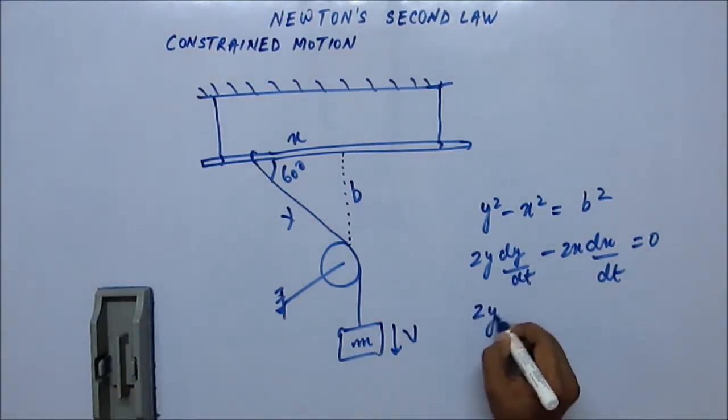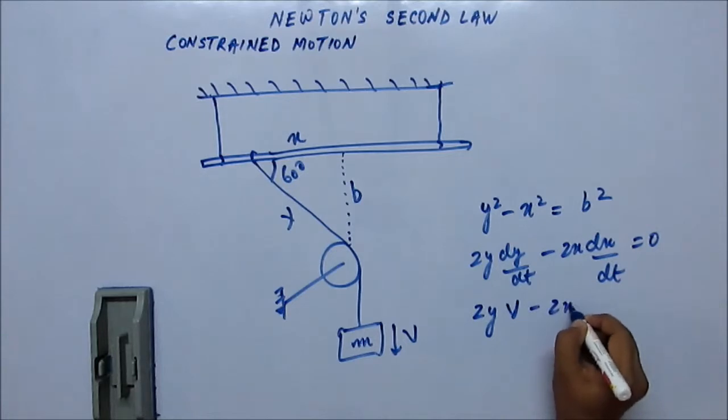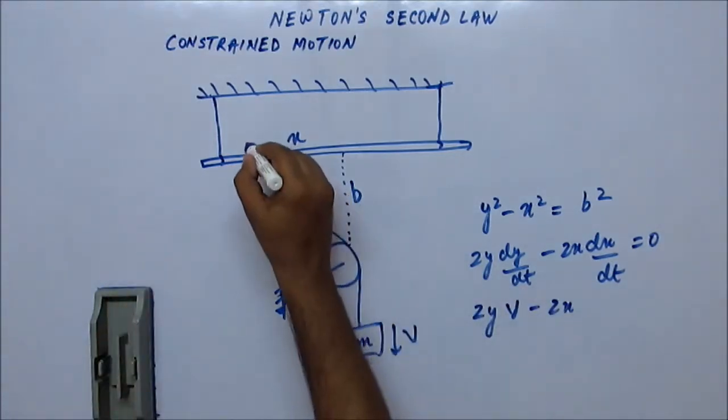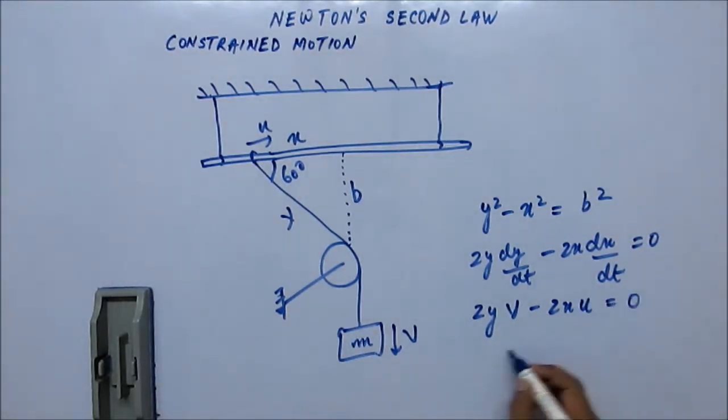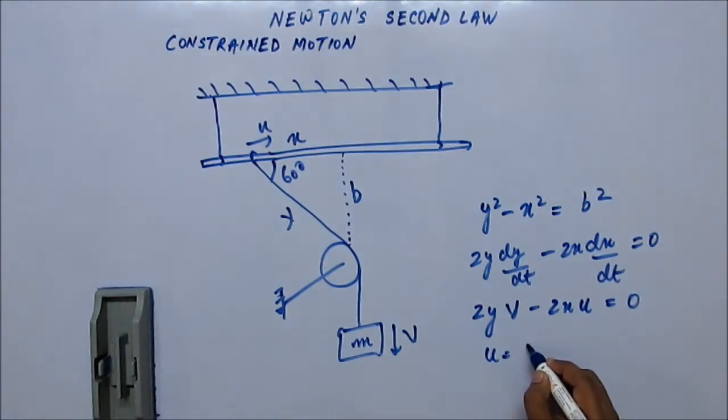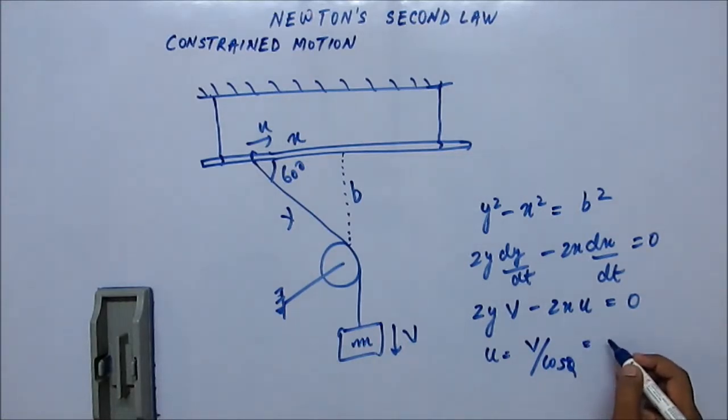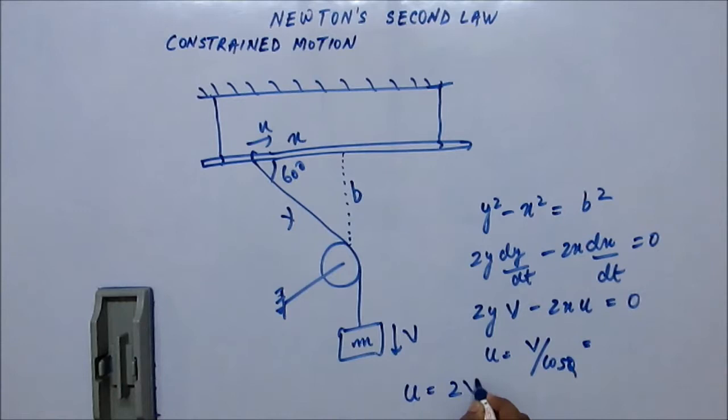So we have 2y into v minus 2x into u, suppose the velocity of this we are taking as u, then dx by dt is of course u, equal to 0. U will come out as v upon cos theta again. Theta is given as 60 degrees, cos theta will be half. So your velocity is going to be twice the given velocity. Okay?